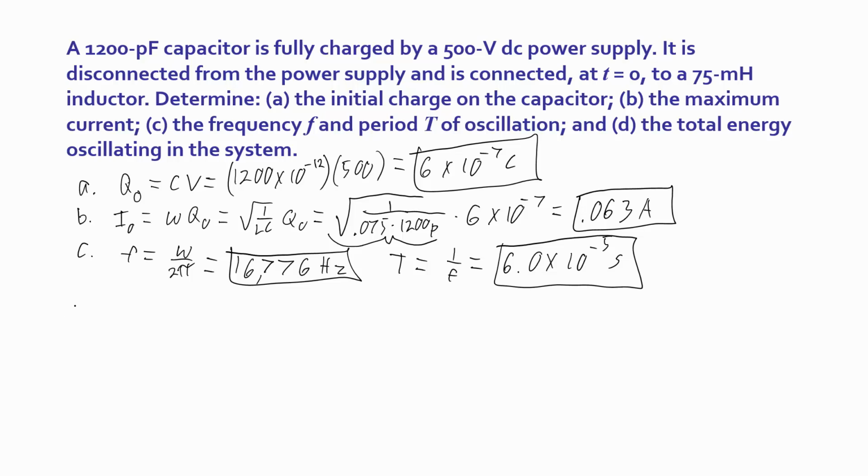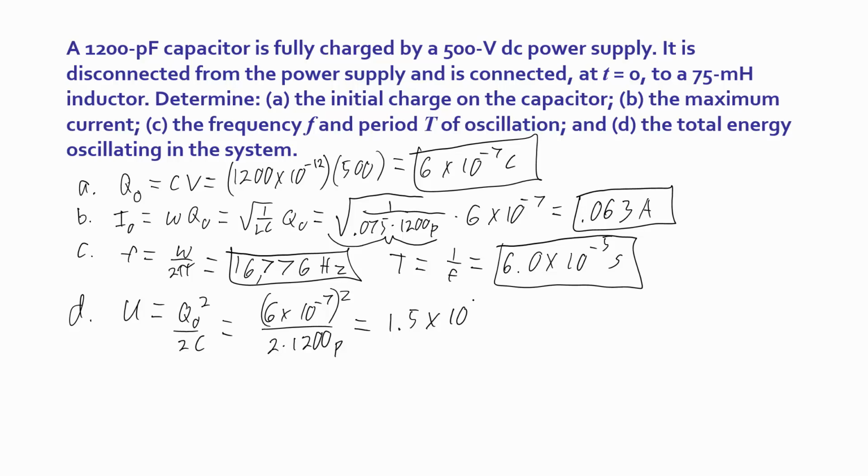The last part D here, we want to know the total energy, which is given by Q naught squared over 2C. Q naught, we know, is 6 times 10 to the negative 7th. Quantity squared divided by 2 times this 1200 picofarads, and this works out to be a nice 1.5 times 10 to the negative 4th joules.